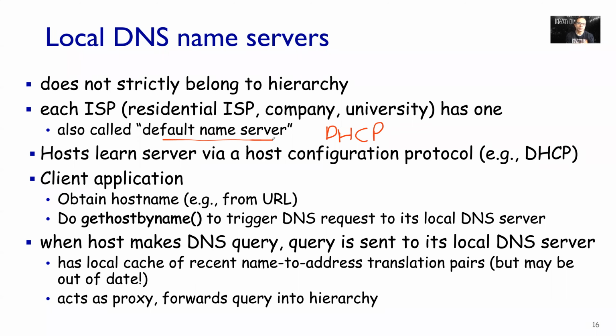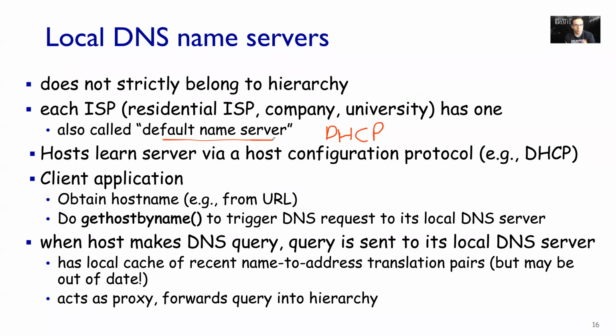You also have the option to configure your own if you have a different preference. There are some open DNS servers out there that you can use. For example, Google offers one, I think it's at 8.8.8.8. So if you prefer not to use your local name server, you could of course use one of these public name servers as well. There are some implications of that. We'll talk about that later.